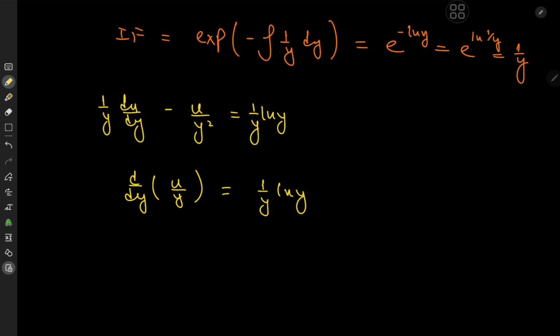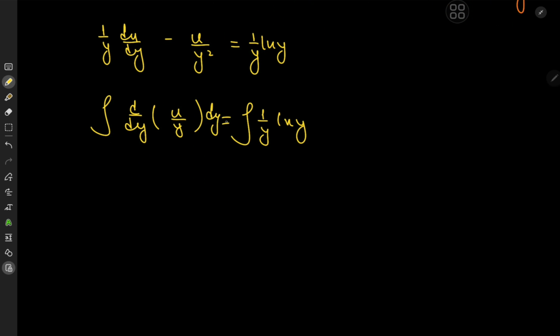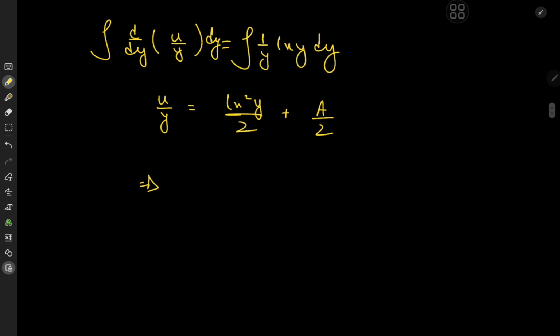And we have 1 over y log y, and now we can integrate. So integrating with respect to y, we have u over y on the left equal to what exactly? So we have log y times its derivative, and that whole thing is being integrated, which means I can invoke the power rule. So we have log squared y over 2 plus a constant of integration a over 2 just for aesthetic purposes. And this implies that u here equals 1/2 of y times log squared y plus ay.